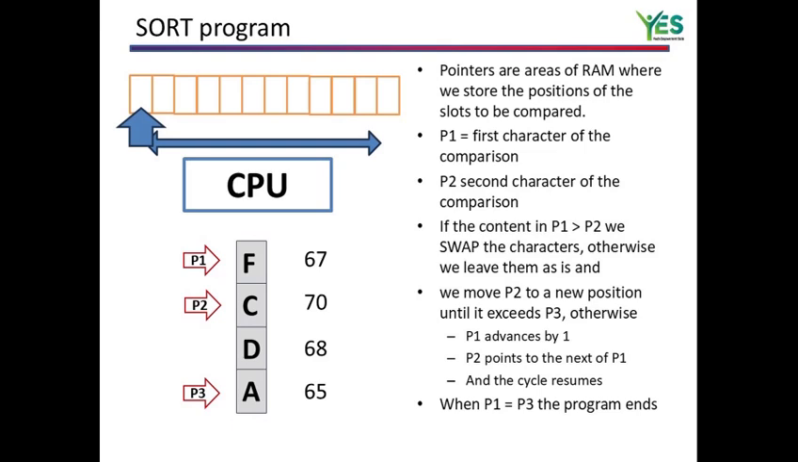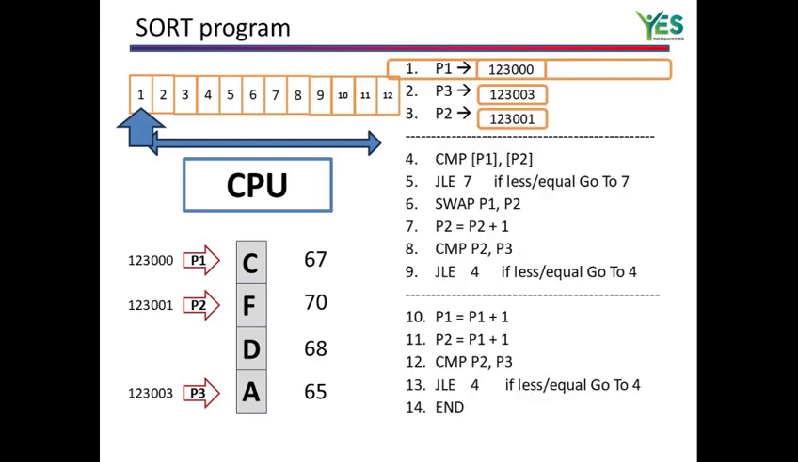Pointers are areas of RAM where we will store the positions of the slots to be compared. P1 equals the first character of the comparison, P2 the second character of the comparison. We're going to do a lot of comparing the character pointed to by P1 with the character pointed to by P2. If the character pointed to by P1 is greater than the character pointed to by P2, we reverse the position of the two characters. Otherwise, we leave them as is and move P2 to the next position until it exceeds P3. And that's the program.